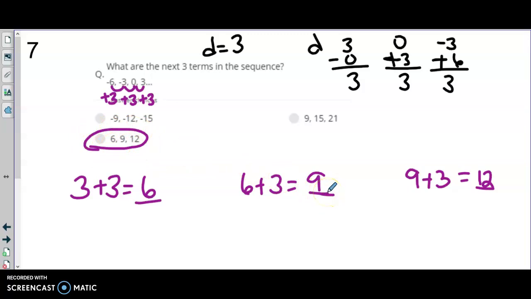So in order to do a problem like this, you either find the common difference or the common ratio, and then you keep doing it 3 more times.